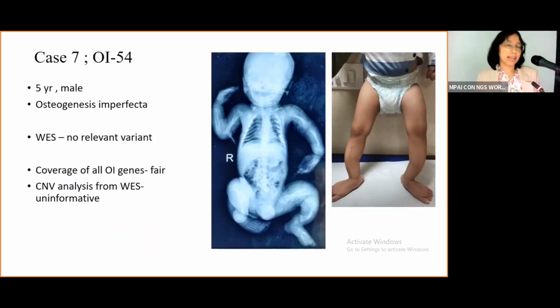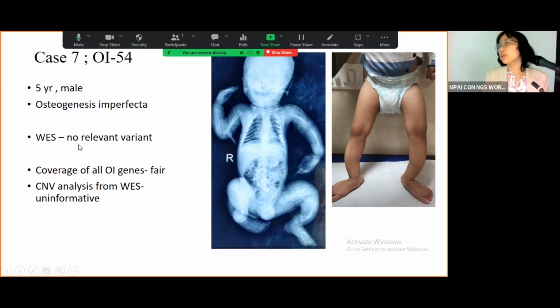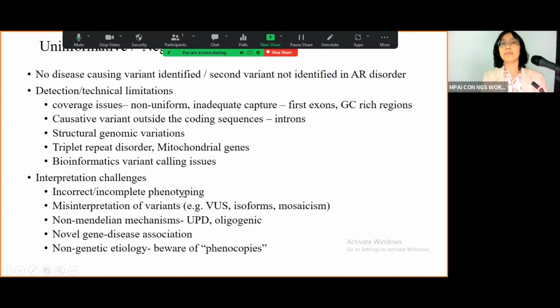Then we have this last case of osteogenesis imperfecta. So clear-cut diagnosis. We thought we would get it, but in the whole exome sequencing, we did not find any relevant variation. And as a protocol, we checked for coverage of all OI genes. Everything was normal. We did the CNV analysis from the whole exome sequencing data, with no deletions or duplications which were relevant. So what could be the possible reasons for such an uninformative or negative exome sequencing?